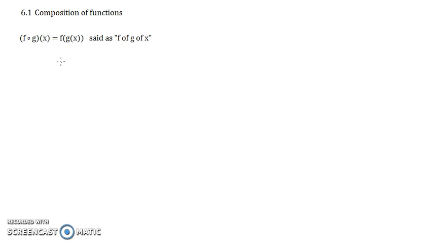So the idea here is that we're starting with some value, x. We're applying a function to it. So the first thing that we apply to it is g, and we end up at a number. And then we take that number and we apply f to it, and we end up at a different number. Okay? So we take x, we apply g to it, we apply f to it.